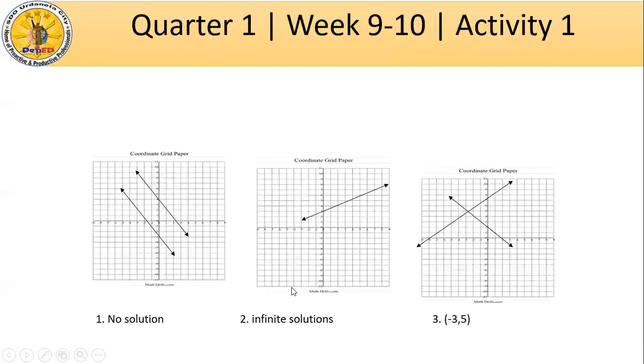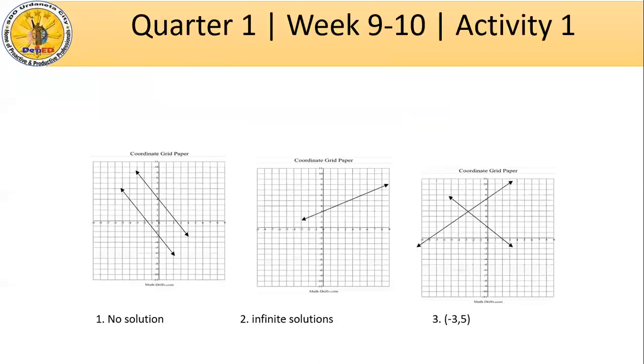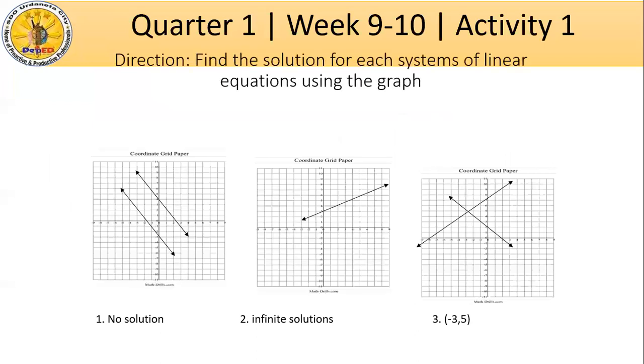To continue, we divide both sides by 2. So y is now 3 and x is -1. So we came up with the same answer. Now it's up for you to choose later on which method you are going to use. Now for week 9 to 10, we have 3 activities and the fourth activity is solving problems.